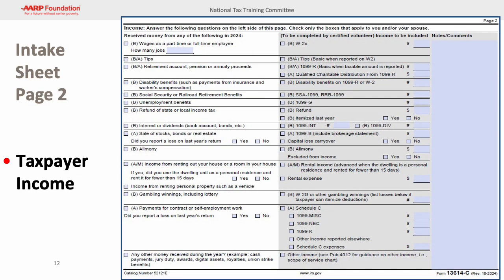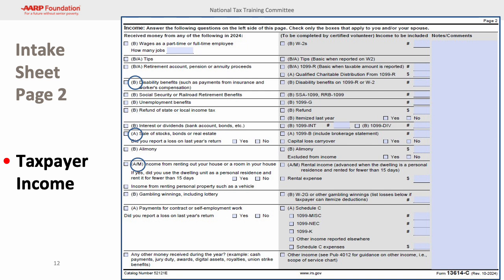Page 2 of the intake booklet is where the taxpayer and spouse enter their income information. They should only check the boxes that apply to themselves. At the beginning of each item, you'll see a B for basic, an A for advanced, or an M for military. These indicate the certification level that's required to work with that type of income.